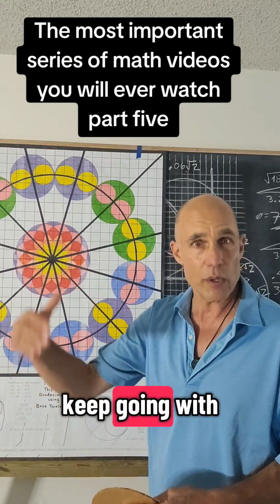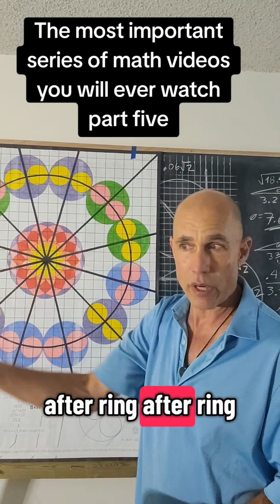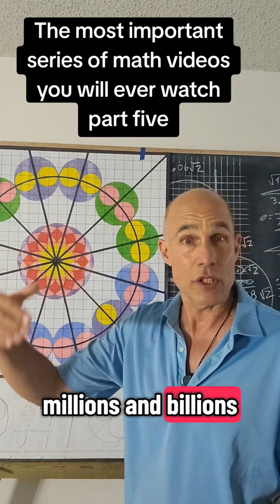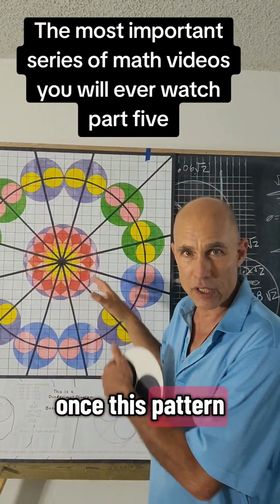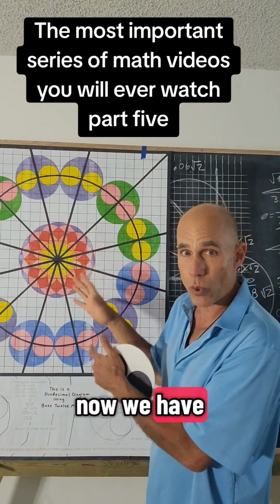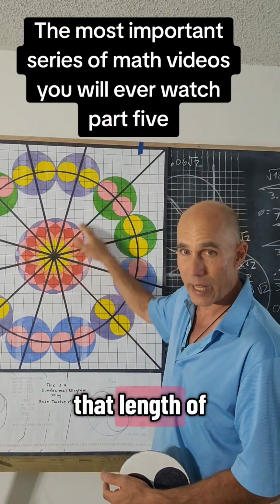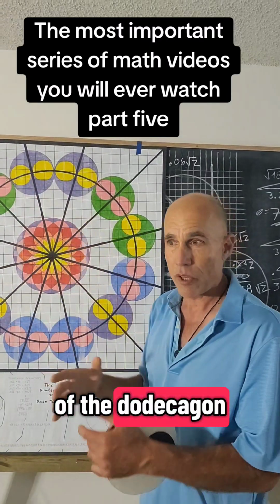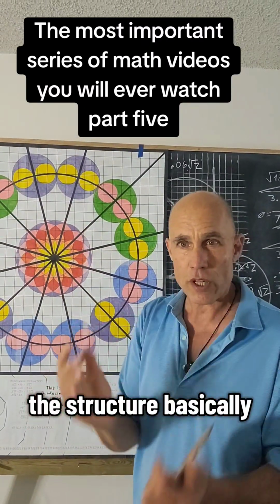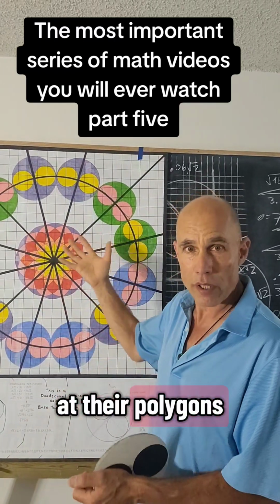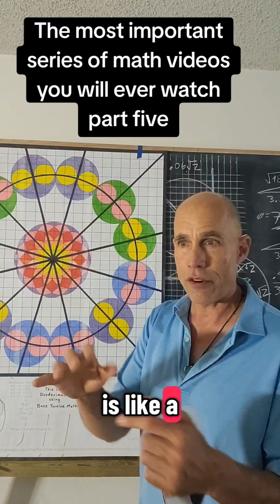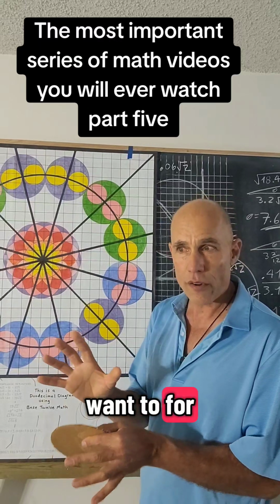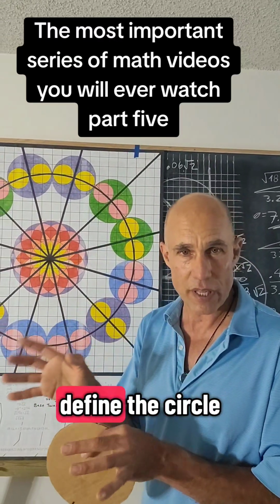But we can keep going with that, with ring after ring after ring. Again, I'm going to say it for millions and billions and trillions of rings. Once this pattern has been established, now we have the ratio between that length of 3.2 root 2 and the perimeter of the dodecagon, which is forming the structure. Basically, they're polygons, but we could think of that as a framework or scaffolding, even, for the positioning of the points which define the circle.